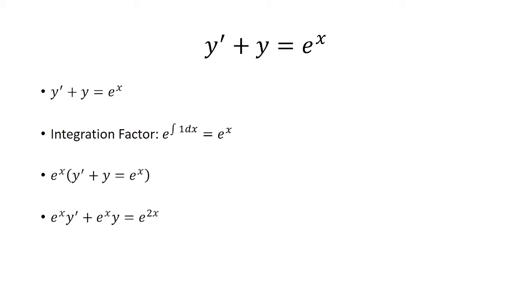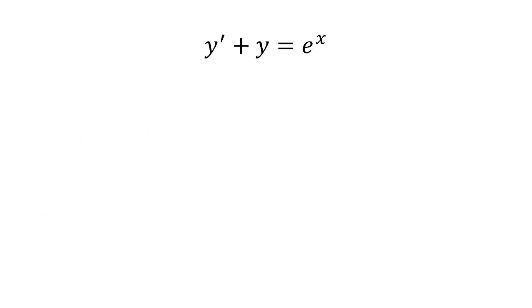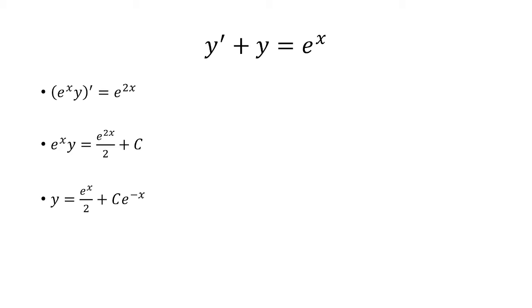The left side is just a product rule of e to the x times y. So I'm going to take the integral of both sides. The integral and the derivative are going to cancel. That's just e to the x times y. And on the right, it's e to the x all over 2 plus a constant. Now I'm going to solve for y by multiplying both sides by e to the negative x and get y equals e to the x over 2 plus a constant times e to the negative x.